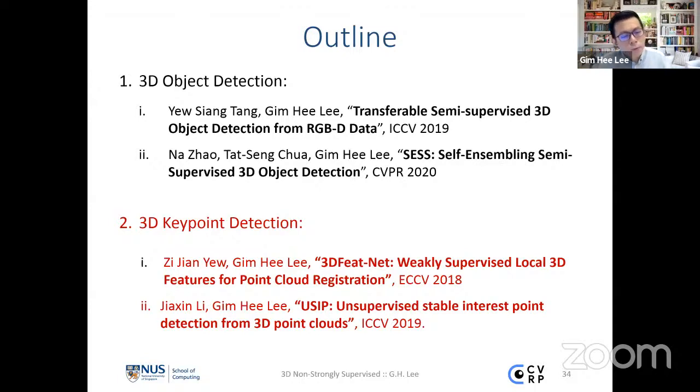Now, the second task that we work on is what we call the 3D keypoint detection network. And I will talk about two previous works that were published in ECCV 2018 and ICCV 2019.